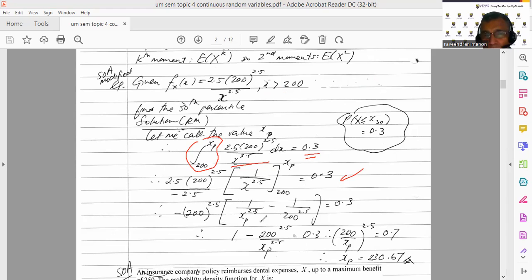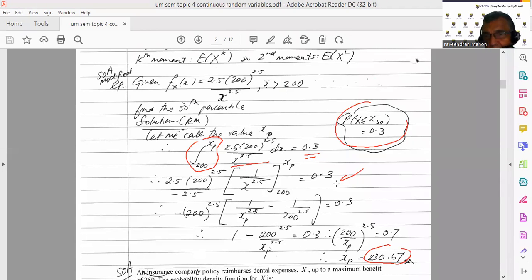I'm not going to go through this solution with you. You work it out, you'll get your XP as about 231, right? Here you go. Okay, 230.67. So I wanted to point out this idea to you, okay? This one here, and just be careful with the integration and the plugging in of the numbers.